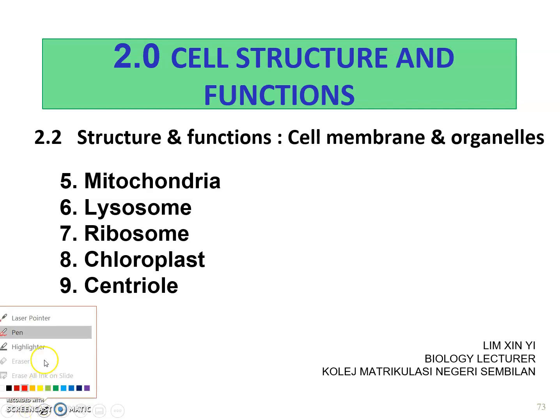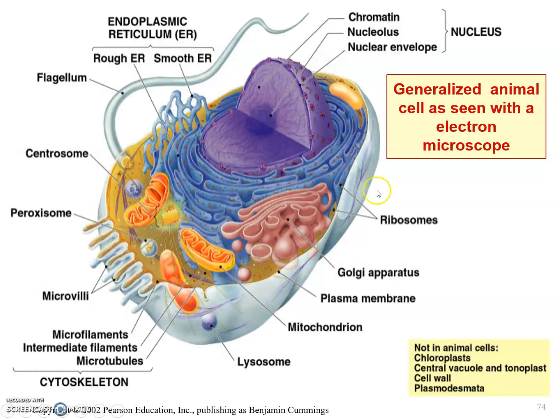This video is about cell structure and functions of organelles, and we are going to learn 5 different types of organelle, which are mitochondria, lysosome, ribosome, chloroplast, and centriole. So from this diagram, mitochondria is the orange organelle.